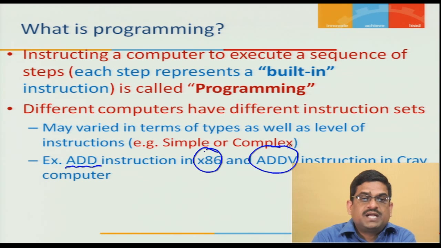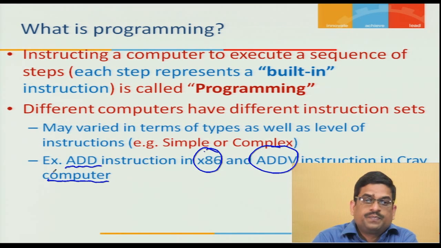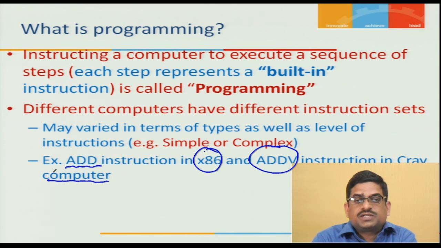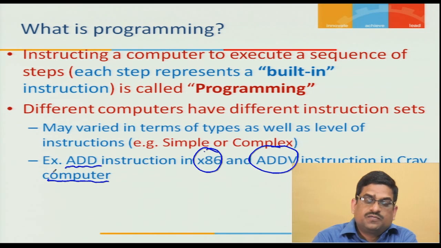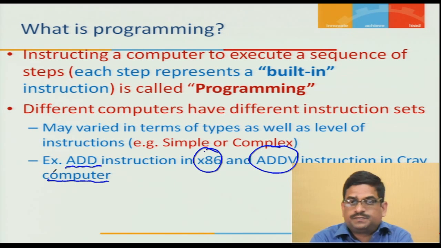That is the normal add instruction which is available in the 8086 architecture, and this add v instruction is available in a Cray computer. Cray is a supercomputer class of computer. So that is the difference between the simple instruction and the complex instruction, and the instruction types also vary from one architecture, or one type of machine, to another. Some machines have the subtract instruction, some may not, and so on.